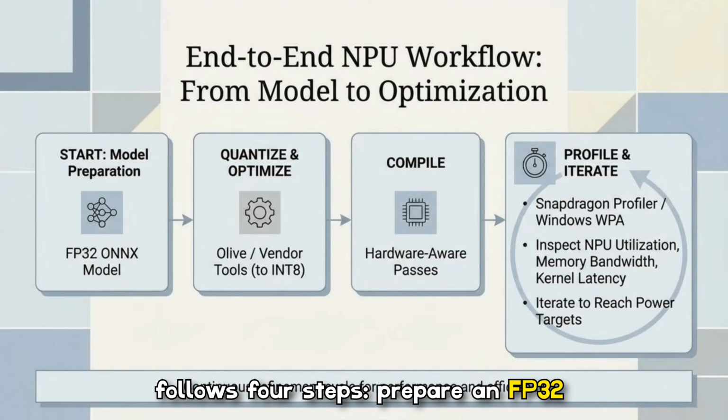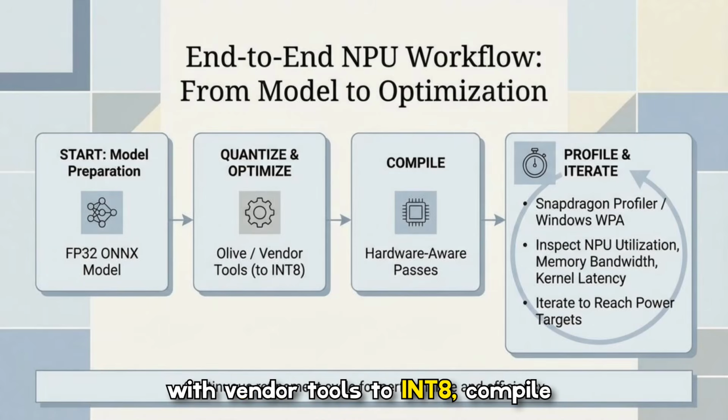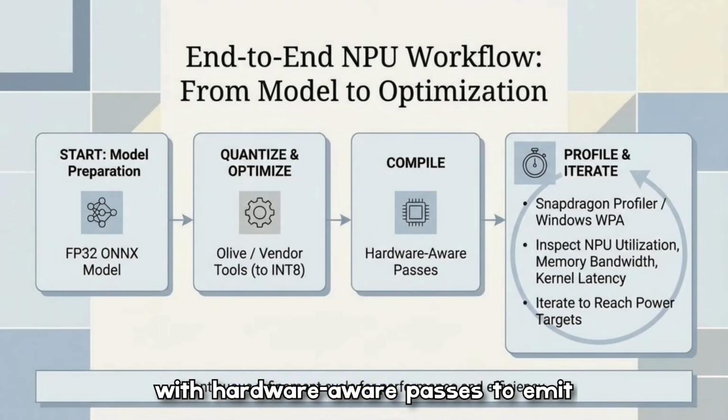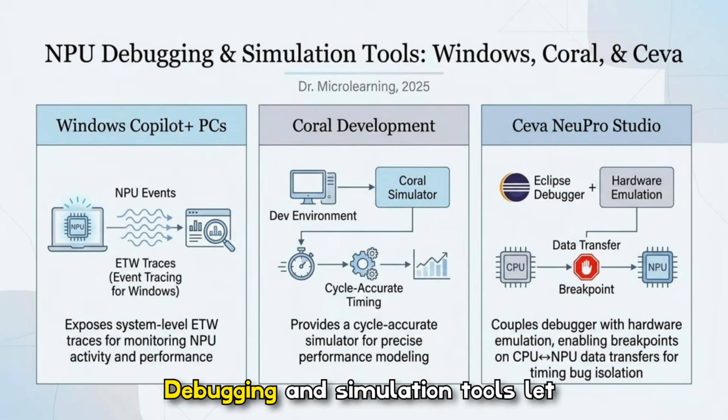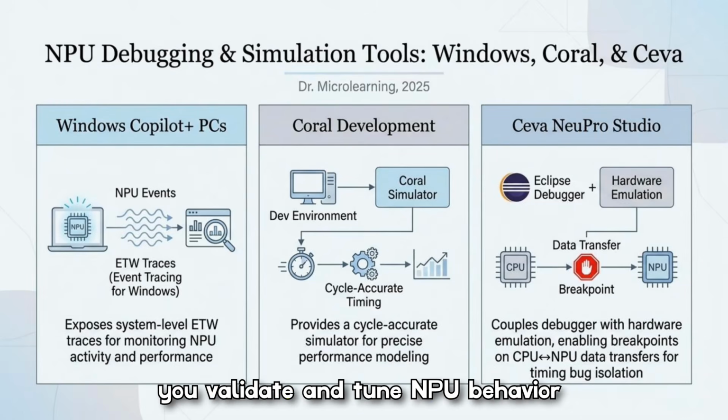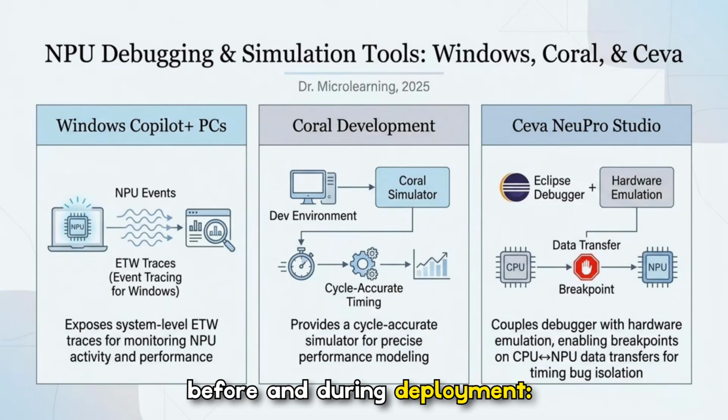The end-to-end workflow from model to optimized NPU code follows 4 steps. Prepare an FP32 ONNX model, quantize and optimize with vendor tools to INT8, compile with hardware-aware passes to emit device kernels, then profile and iterate. Profiling looks at NPU utilization, memory bandwidth, and kernel latency, and you repeat the cycle to meet performance and power targets. Debugging and simulation tools let you validate and tune NPU behavior before and during deployment.